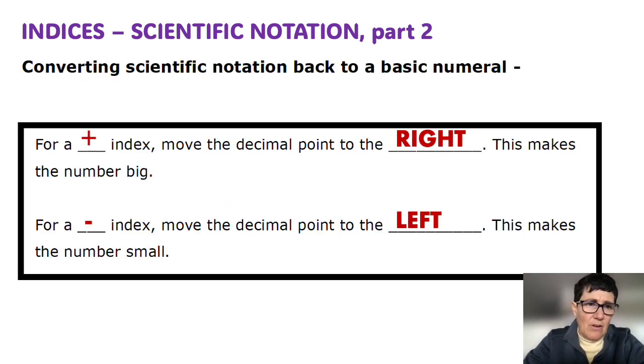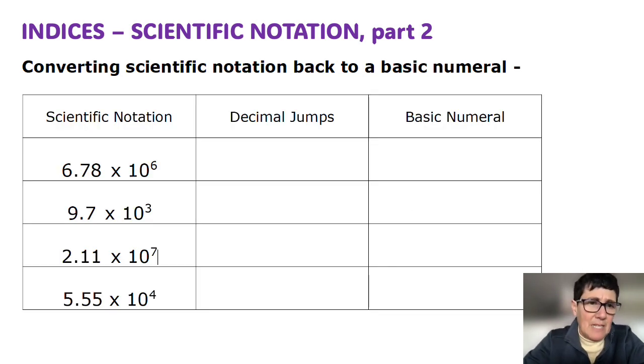All right, so when we're converting scientific notation back to a basic numeral, for a positive index, we move the decimal point to the right, that way, because it's making it bigger. For a negative index, we're going to move the decimal point to the left, that way, and it will make the number small. So a positive index makes it bigger, a negative index will make the number small. You have to remember that. Here's our 4 examples from the text, the guided notes.